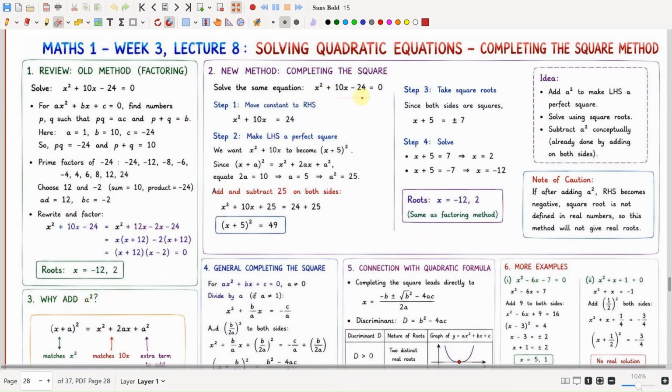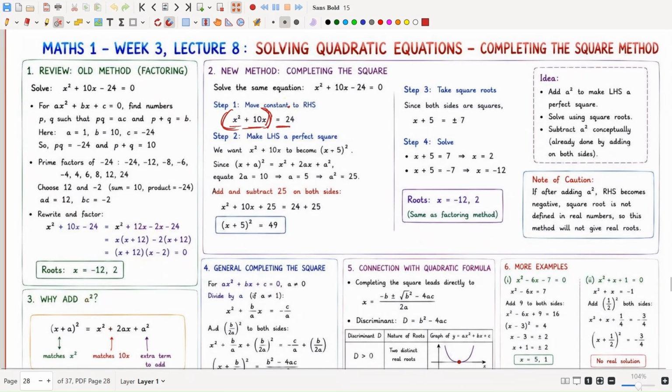In the completing the square method, we always move the constant to the right hand side. So it becomes x square plus 10x is equal to 24. Now we try to make the left hand side a perfect square. So we want x square plus 10x to become x plus 5 the whole square.